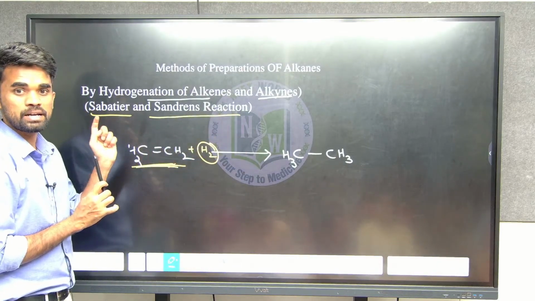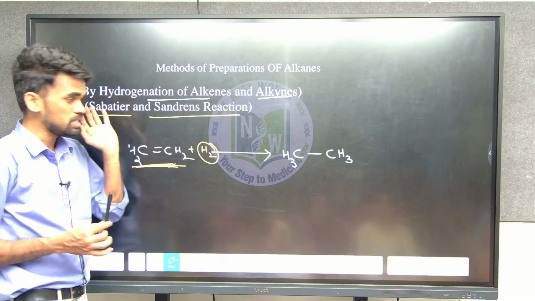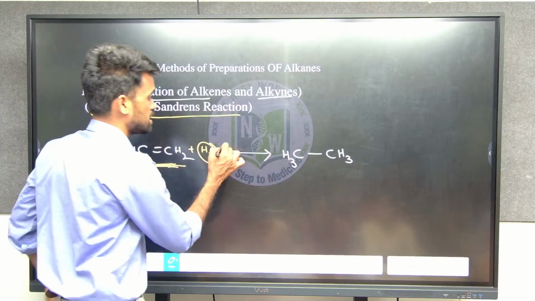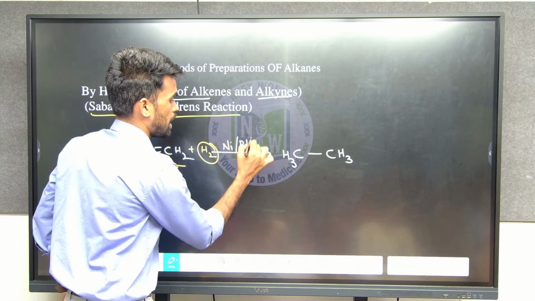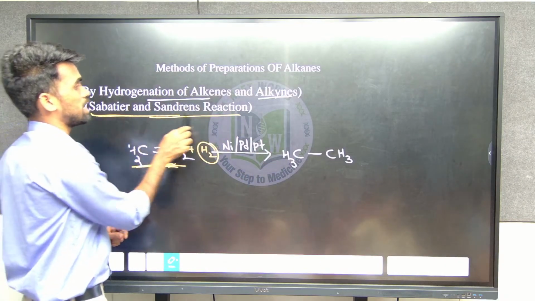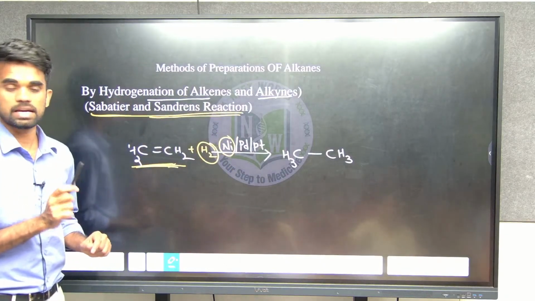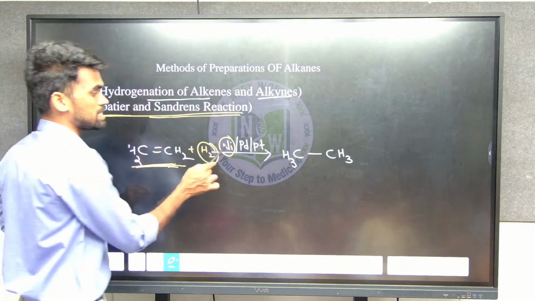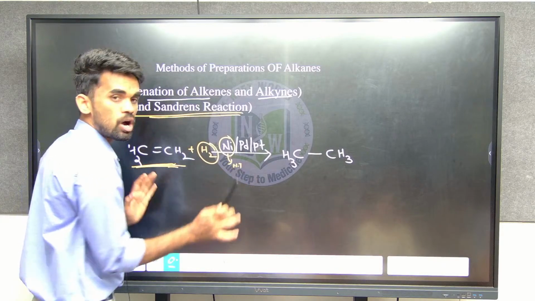This one is also called the Sabatier-Senderens process. In this hydrogenation reaction, we need to use some catalyst. That is a metal catalyst, like nickel, palladium, platinum. Particularly when I use the name Sabatier-Senderens reaction, it should be nickel. Again, when I use nickel as a catalyst, I need to use high temperatures. For palladium and platinum, it is not required.